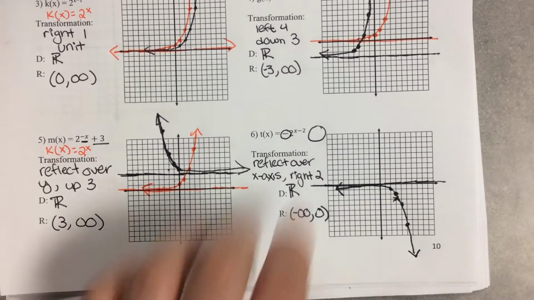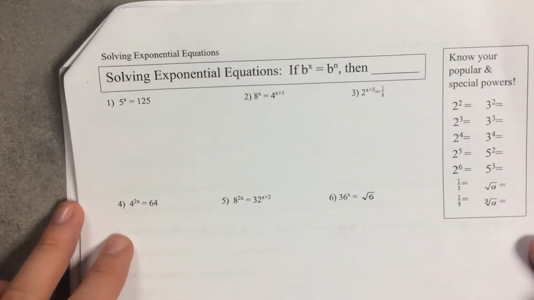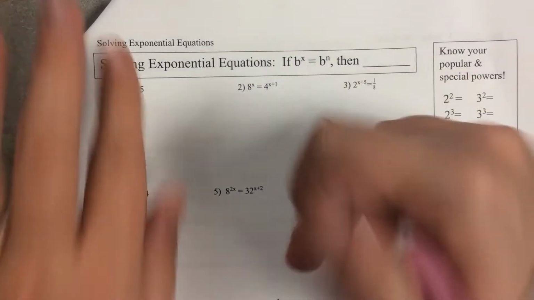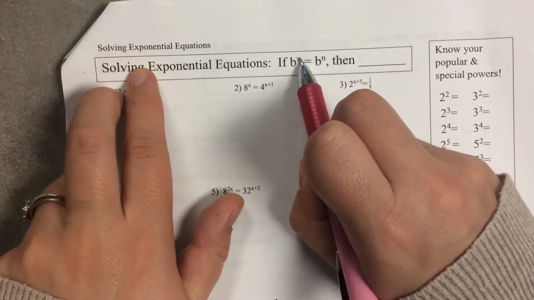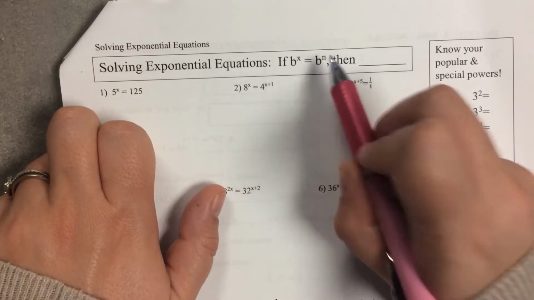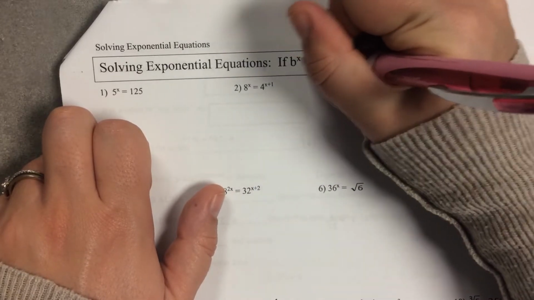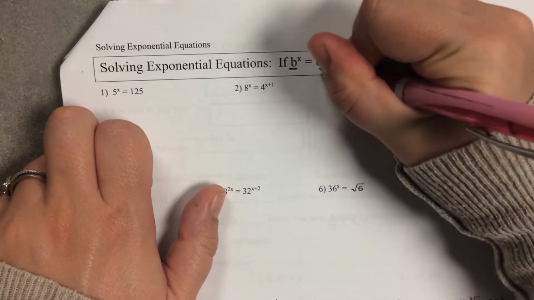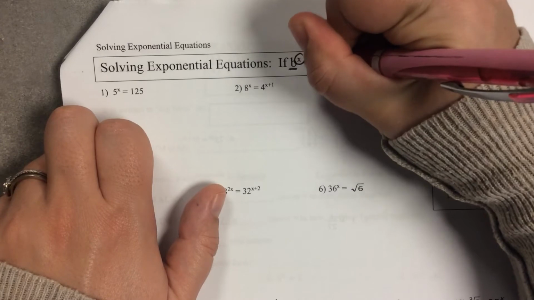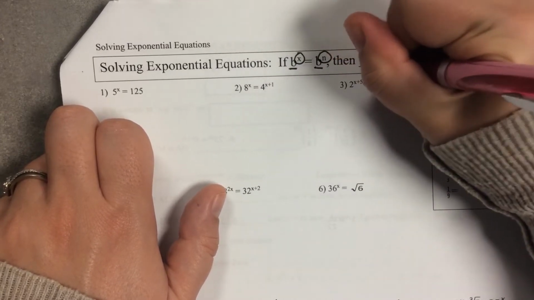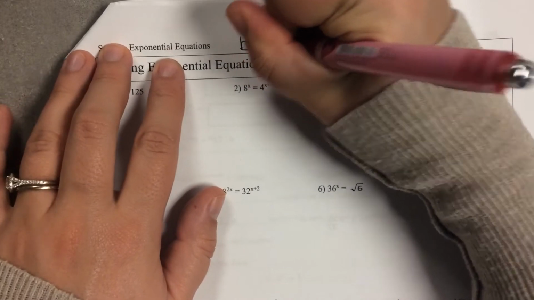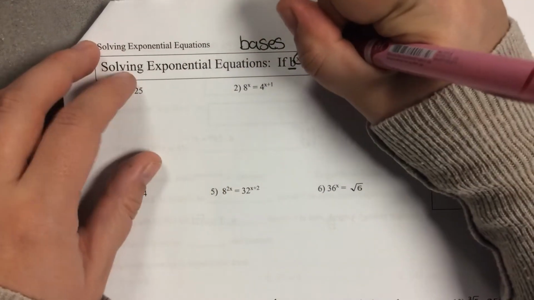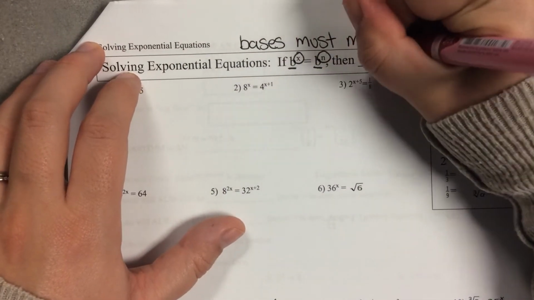All right, go ahead and flip over to the next page, and we're going to take a look at solving these guys. So here's what we need to look at. If we have a base of b to the x power and a base of b to the n power, then we can say if they equal each other, if the bases b are equal to each other, then the exponents must equal each other also. So we can say x equals n. But the key here is that the bases must match.